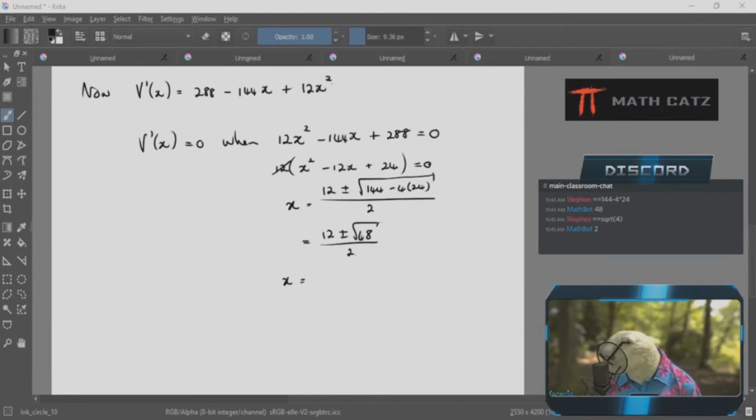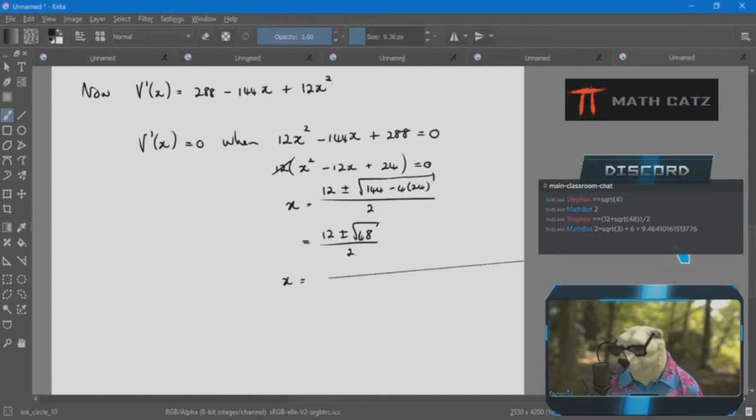So 12 plus square root of 48, and then another bracket, right? Divided by 2. 12 plus, check my brackets. Okay, it looks pretty good. Random line. 9.4641. Or, of course, there's one when I minus as well.